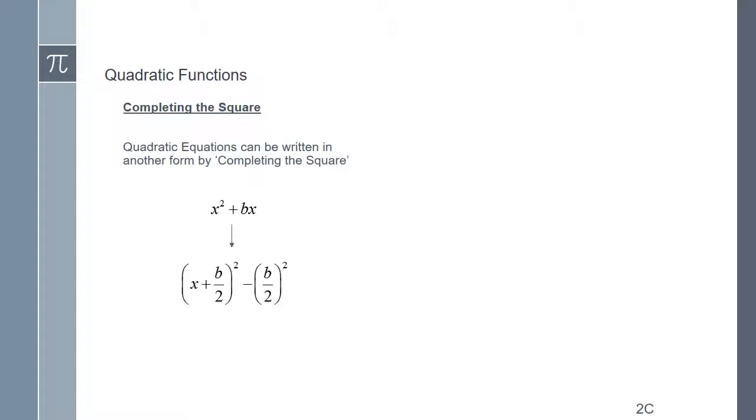When we multiply out that first bracket, x plus b over 2 squared, that's x plus b over 2 times x plus b over 2. So we get x squared plus 2 lots of x times b over 2, i.e. that's the bx, plus a b over 2 all squared that we don't want. So that's why we have the minus b over 2 squared on the end of that. b over 2 is half the coefficient of x.